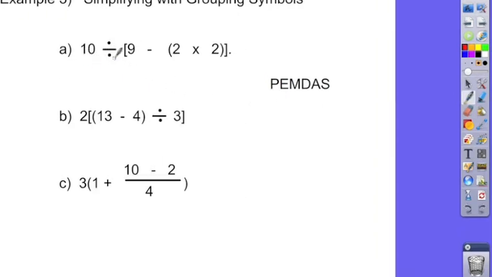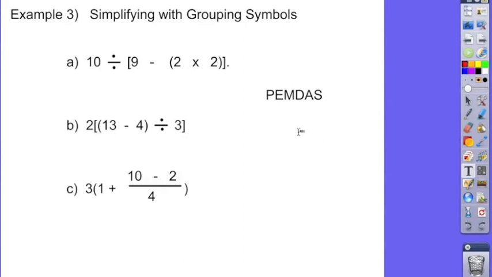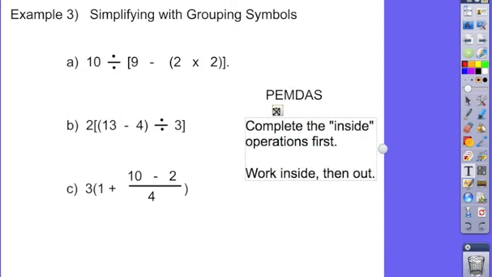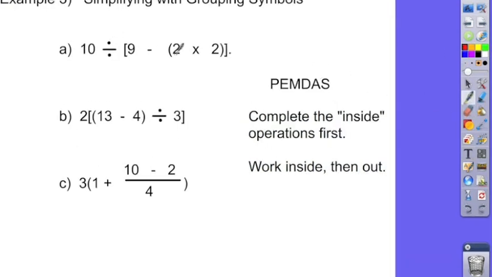Now our expression here in example A, we have 10 divided by, and in the brackets we have 9 minus, and then in the parentheses we have 2 times 2 here. Something that you want to keep in mind when you're simplifying expressions with multiple grouping symbols, you want to complete the inside operations first. That means your operations that are most inside the grouping symbols, you want to do those first. Or another way of putting this, you want to work inside and then outside. You want to gradually work your way outside of the grouping symbol, simplifying these expressions.